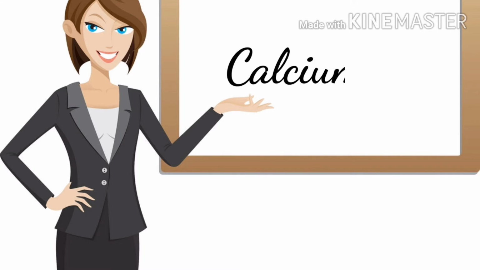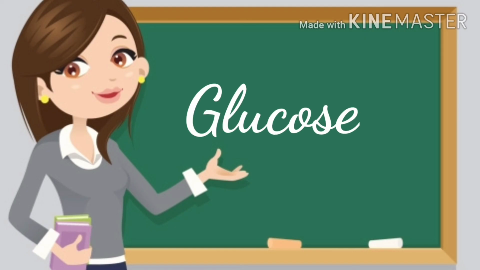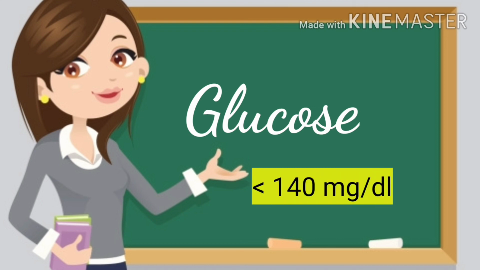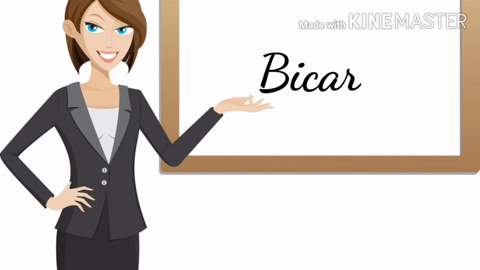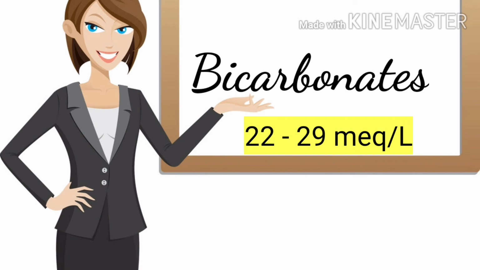Next comes the calcium. Normal level of calcium in the blood is 8.5 to 10.3 milligrams per deciliter. Glucose. Normal level of glucose in the blood is less than 140 milligrams per deciliter. Abnormal level of glucose may indicate the diabetes and also determine the kidney problem. Then last is the bicarbonates. Normal level of bicarbonates is 20 to 29 milliequivalent per liter.